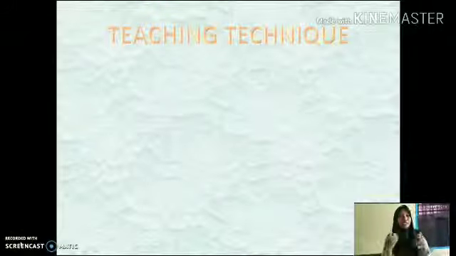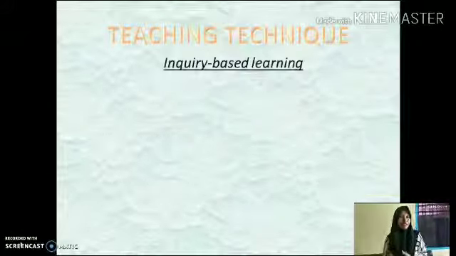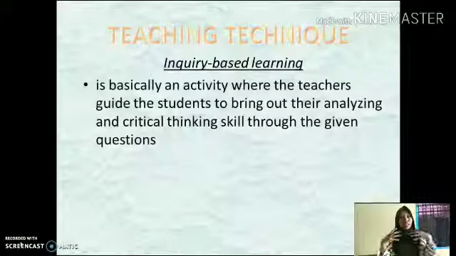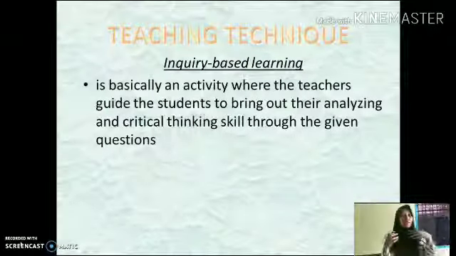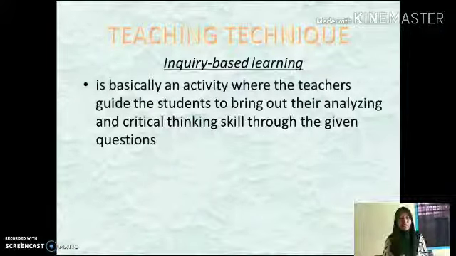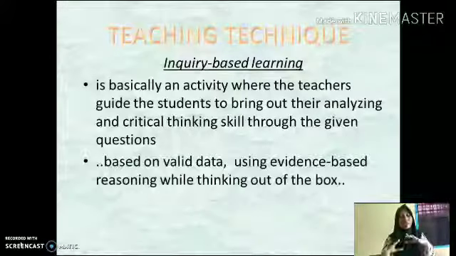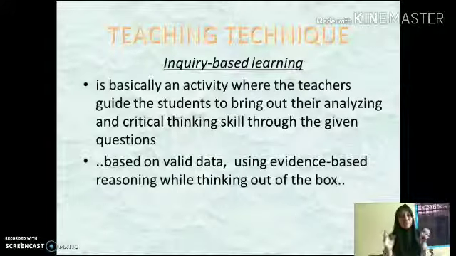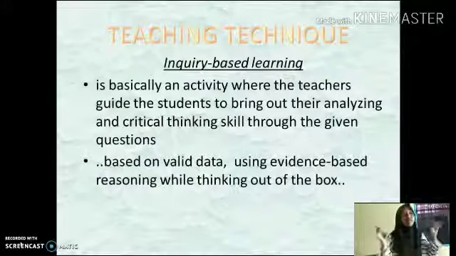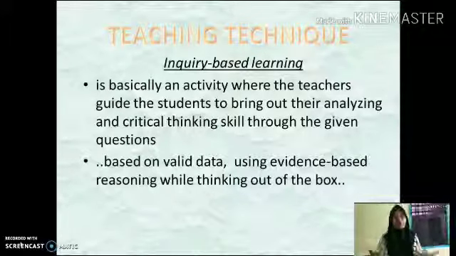Learning technique, we chose inquiry-based learning. So what is inquiry-based learning? It is basically an activity where the teacher guides the students to bring out their analyzing and critical thinking skill through the given questions. The students have to investigate the question based on the valid data, using evidence-based reasoning, while thinking out of the box to answer the question.